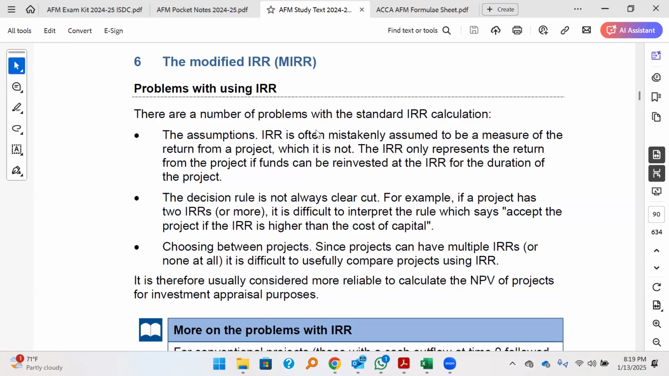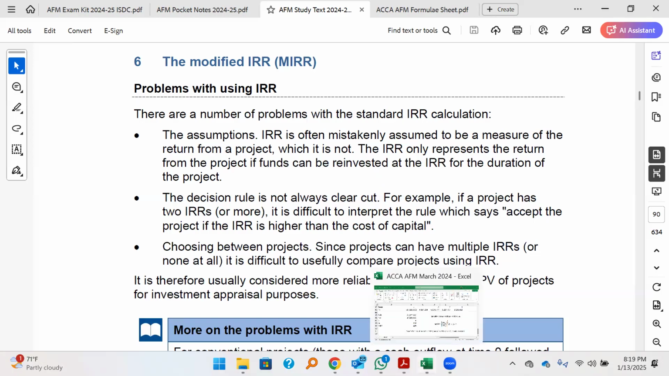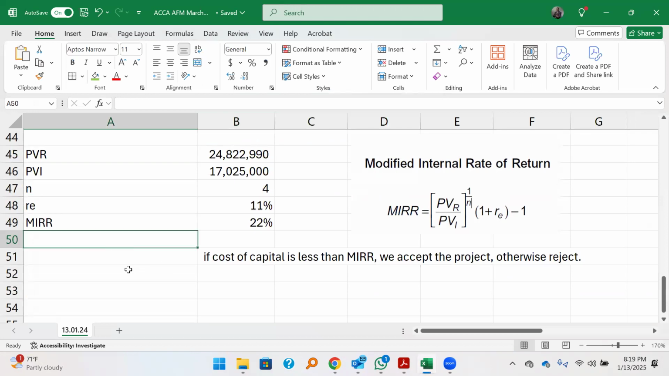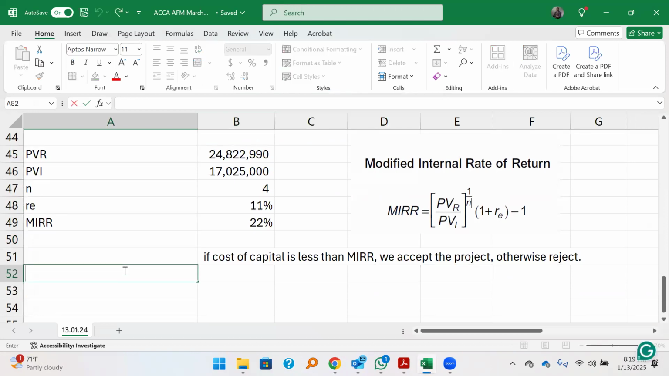So it's going to give you an assumption that you are reinvesting at the cost of capital, but also it will only give you one value, which means that you can always rely on it to make a decision on whether to invest or not. So that was not part of this question, but I figured because we are using this question to summarize what is covered there, I figured I should also look at it.